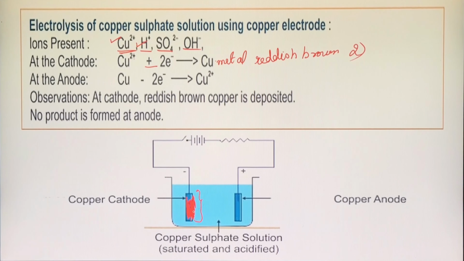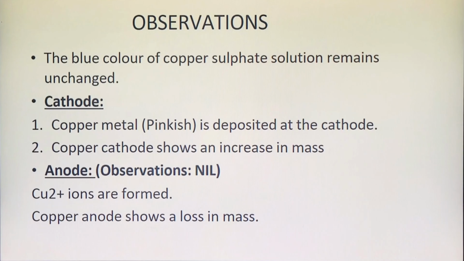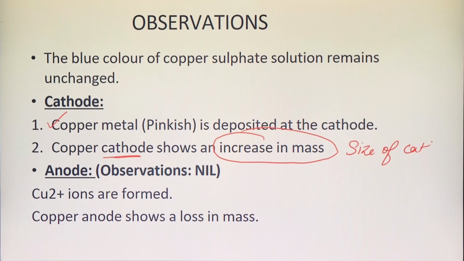So remember the 2 important observations at the cathode. Copper metal, you will not write it just as copper metal. Please do write it reddish brown color copper metal is deposited, or pink color copper metal is deposited. What starts happening at the cathode? At the cathode, there is an increase in the mass. There is an increase in the size of the cathode. Please do remember this. Clear?